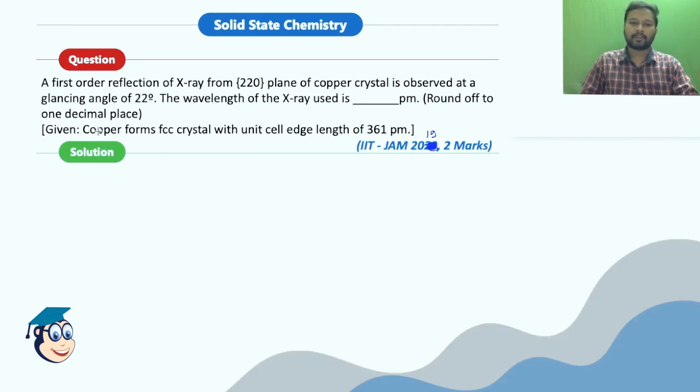Okay, so let's try to do it. It's given that copper forms an FCC crystal with a unit edge length of 361 picometer. All right, so let's try to do this question first of all.